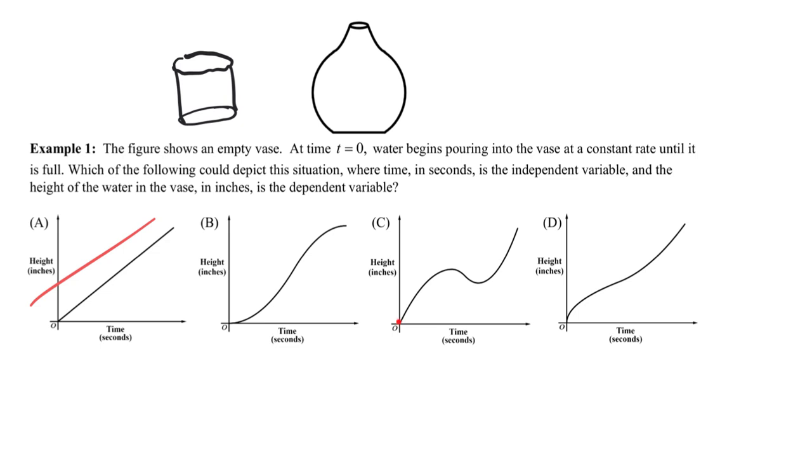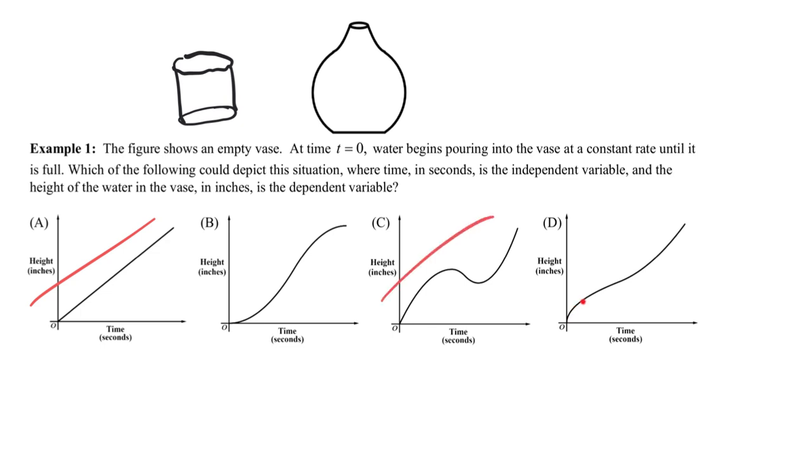This one here goes, ooh, we're going to fill up really fast. And for some reason, we start losing height. That doesn't make sense to me. And then we start going back up. Because this one talks about losing height, we're going to cross that one out. And then we're down to D.